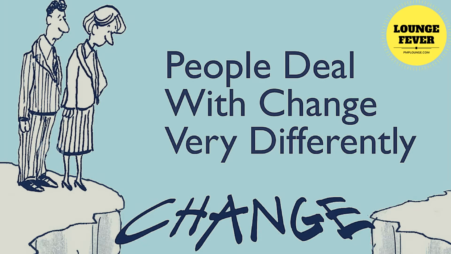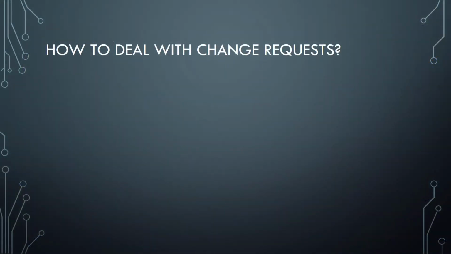So let's get started and let's try to understand what you need to do when you get a change request in your project. Now, how to deal with change requests. So let's say you are the project manager, you are running your project, and there's a change request that comes up. How are you going to deal with the change request? What is the order? What are the steps that you need to take? All right. So there are four steps that you need to take. Number one is to evaluate the change.